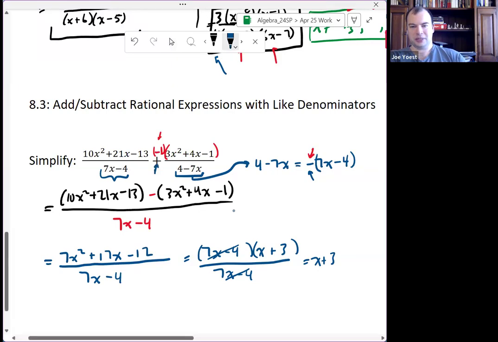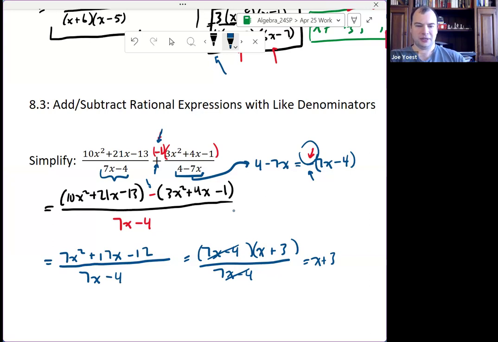if we switch this plus sign to a minus, then we have a like denominator. We have 10x squared plus 21x minus 13 minus 3x squared plus 4x minus 1 over 7x minus 4. Right, 4 minus 7x is -1 times 7x minus 4. And that's where that minus is coming from. We simplify the numerator, we get 7x squared plus 17x minus 12 over 7x minus 4.